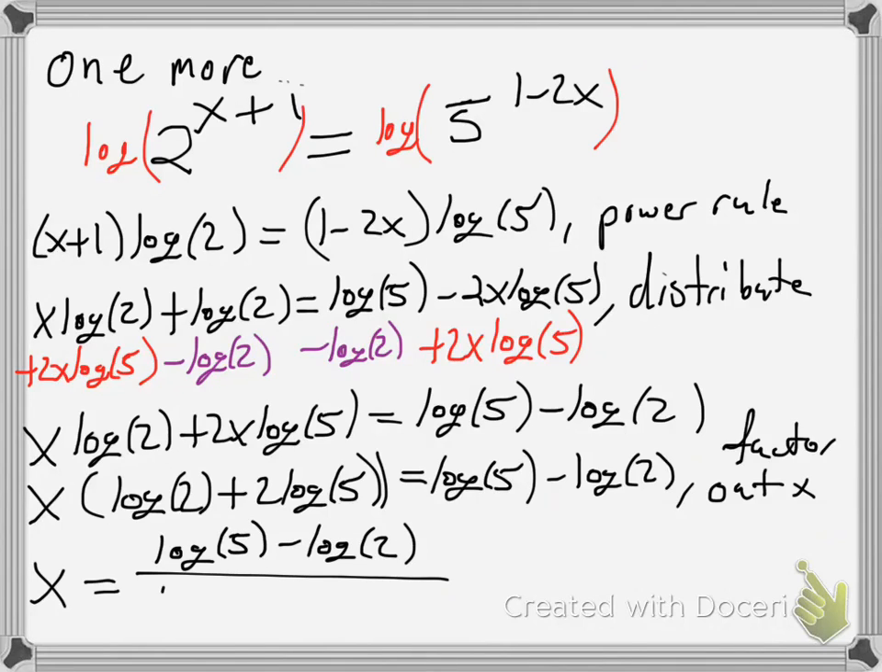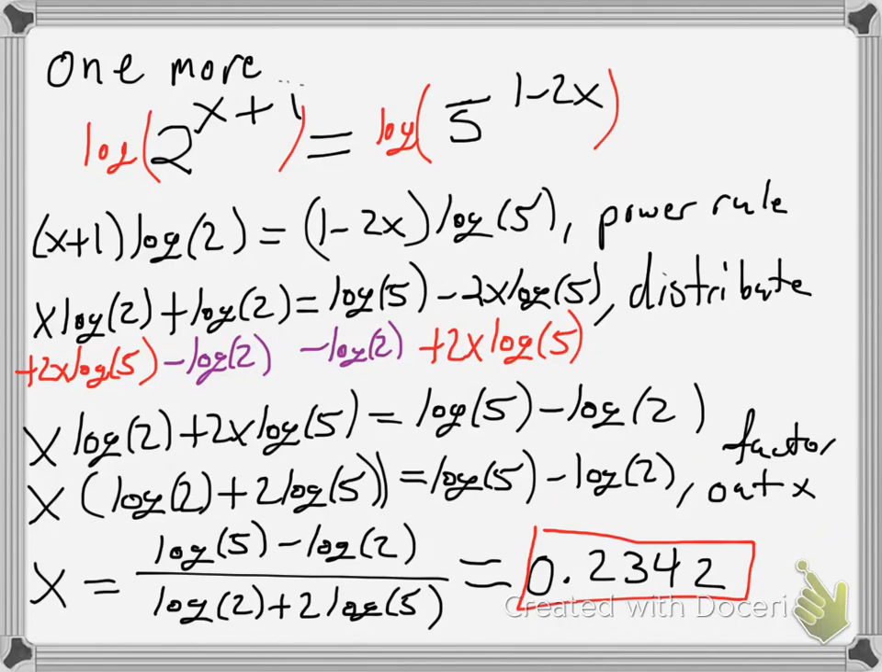So we got log 5 minus log 2 divided by log 2 plus 2 log 5, and punching that in the calculator, rounding to 4 decimal places, we get 0.2342.